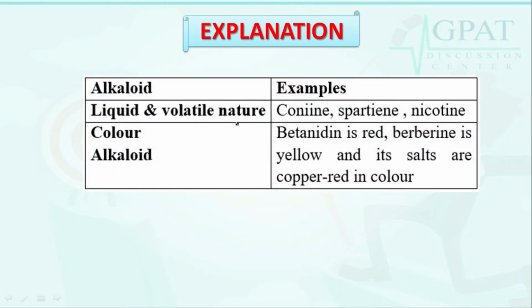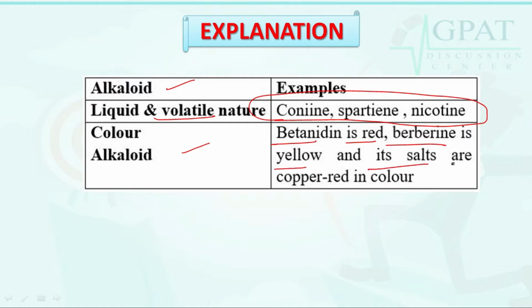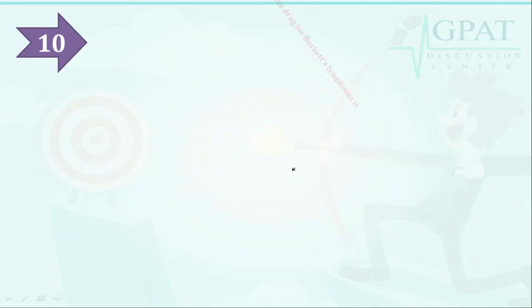So let's discuss with the help of explanation that among alkaloids, conine, aspartame and nicotine are liquid and volatile in nature, whereas among colored alkaloids, betanine is red, berberine is yellow, and its salts are copper red in color. So let's move on to the next question.